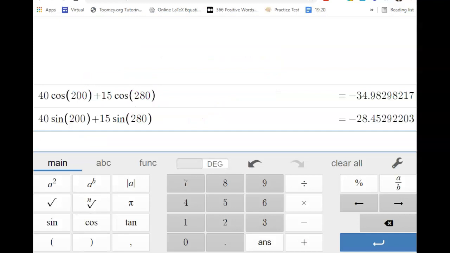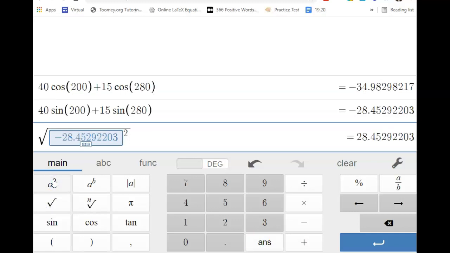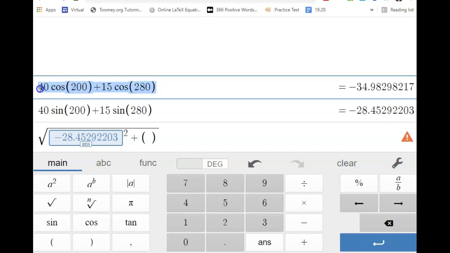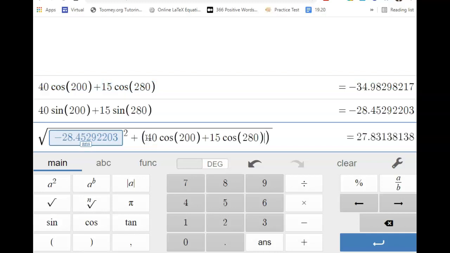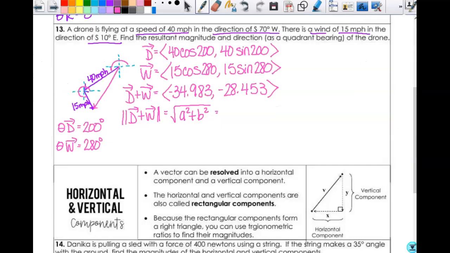So I'm going to come back over here and I want the square root of my last answer squared plus, open my parentheses, this answer. So I'm going to do that. Control C, place it in there. Control V. Not done because I have to make sure that I square that. And that gives me 45.093. So that is 45.093. And this is the resultant magnitude, which is a speed, so velocity, miles per hour.